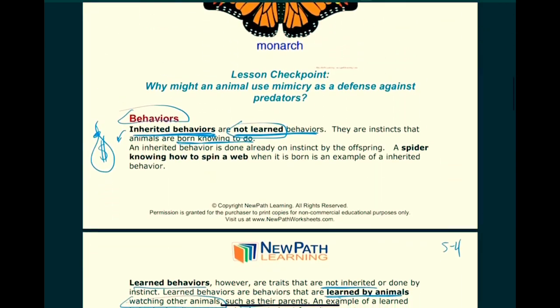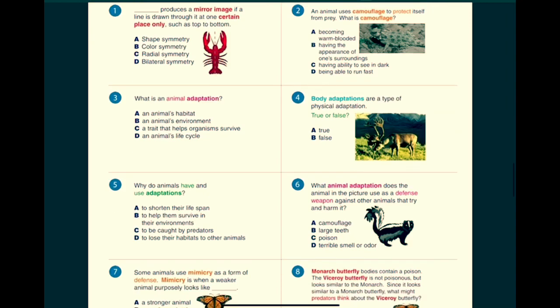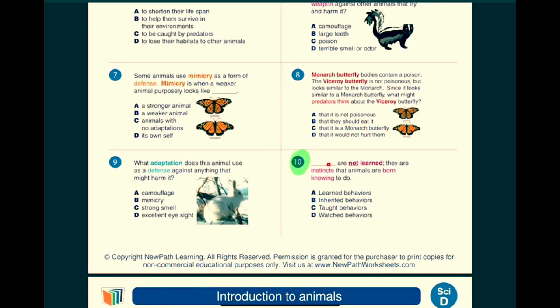Inherited behaviors are not learned behaviors. There it is, right there. Not learned, inherited. So that is an inherited behavior. That's the little image about some money that was given to you as an inheritance. You didn't earn it, just like something you didn't learn, you didn't earn. It was just given to you.